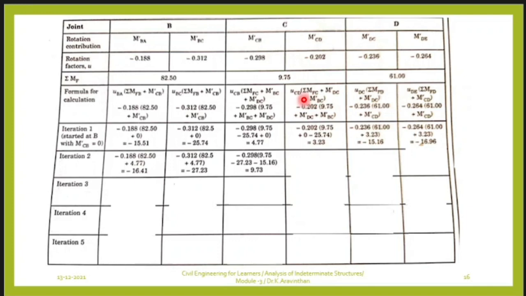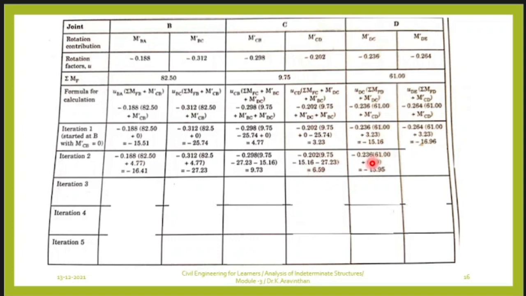How to go with the next value? Summation of FC is 9.75 plus M dash DC, minus 15.16, and M dash BC is minus 27.23. So 9.75, 15.16 and 27.23. Add all the three values into 0.202. Summation of MFD. What is the joint moment at MFD? It is 61, and what are the previous values?